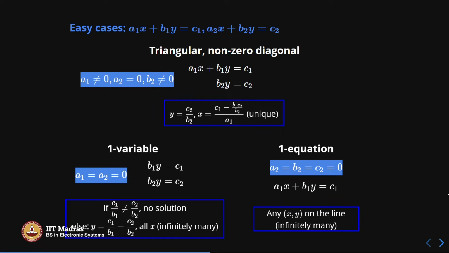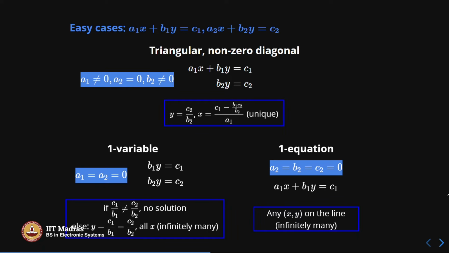So let me quickly summarize the slide. The most non-trivial important part of the slide is the triangular non-zero diagonal case. The triangular non-zero diagonal case is extremely important. We're able to see that there is a unique solution in that case. The other two trivial cases are one variable and one equation, and they seem to result in this crazy situation of either there is no solution or infinitely many solutions. But nevertheless, you see that even in the easy cases, these three possibilities are occurring again.